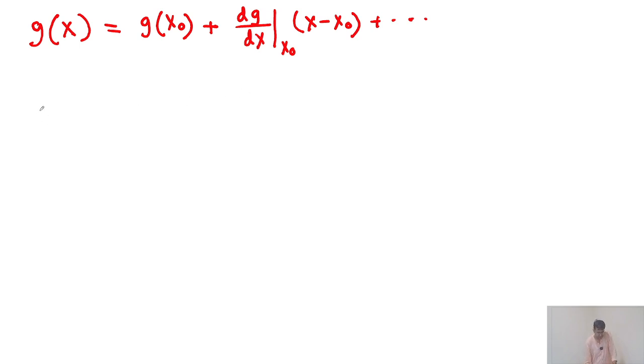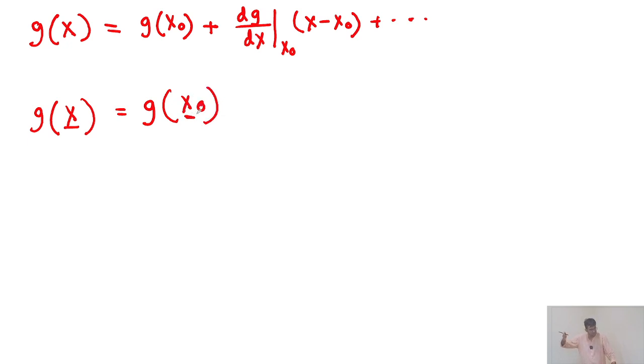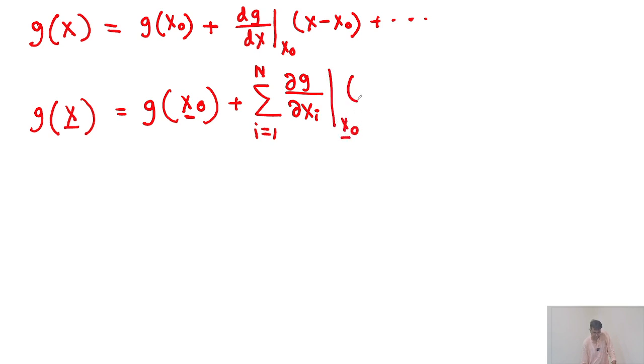What if x is a vector? Then this will be g of x naught, but x naught is a vector, so it is like x1, x2, x3, x4, something like that, plus summation i equal to 1 to n, assuming n variables, of partial g over partial x i, evaluated at the vector x naught, multiplied by x i minus x naught i. And I'm only writing up to the first order.